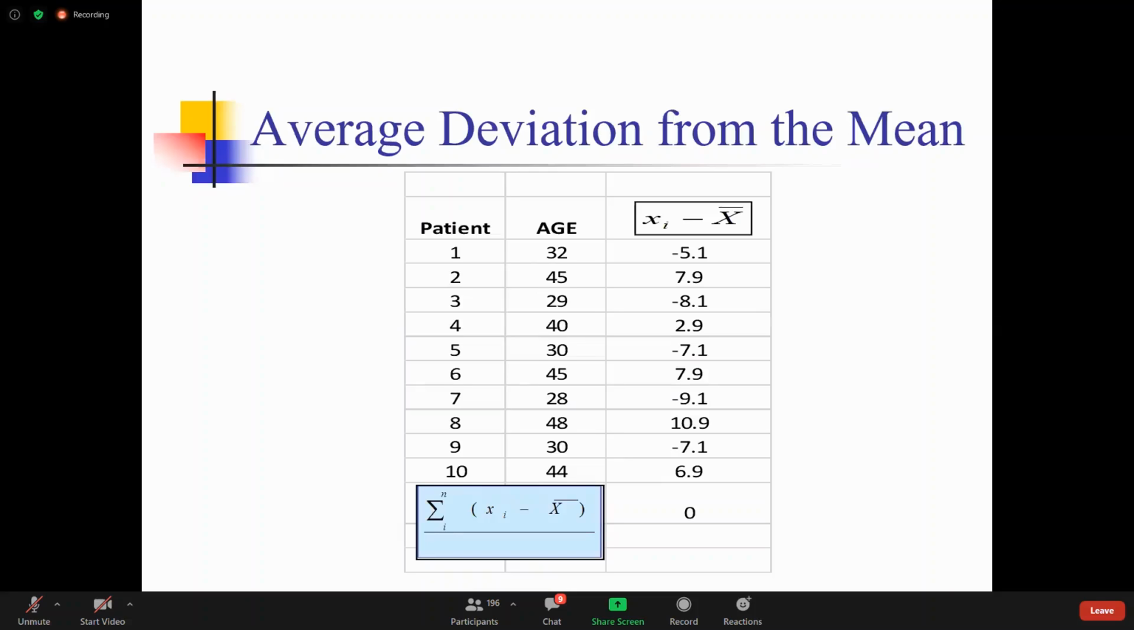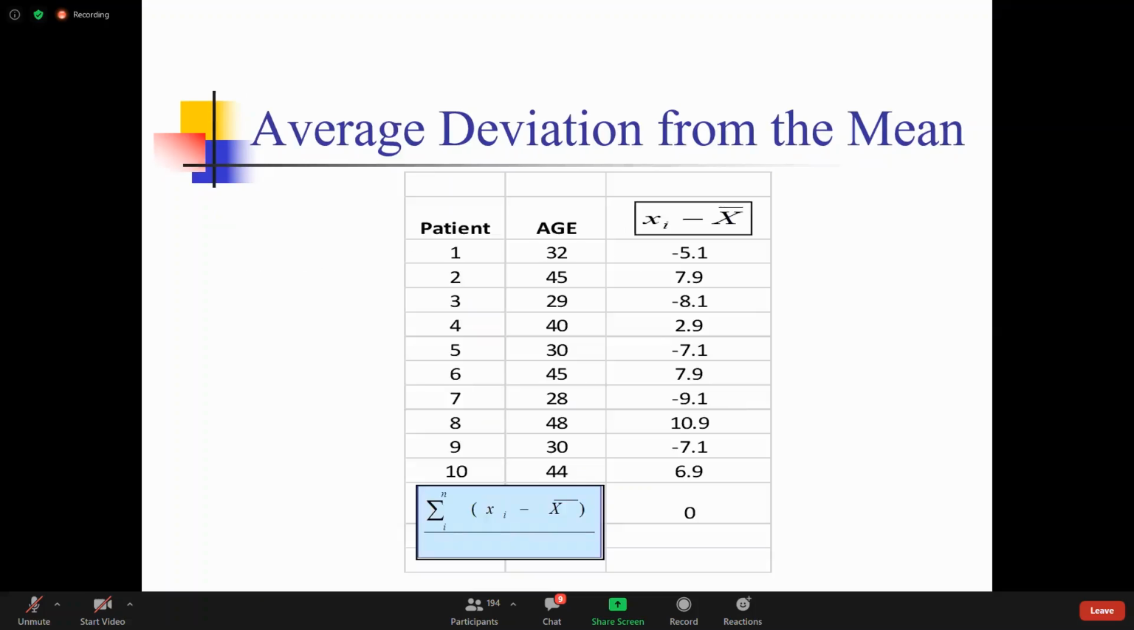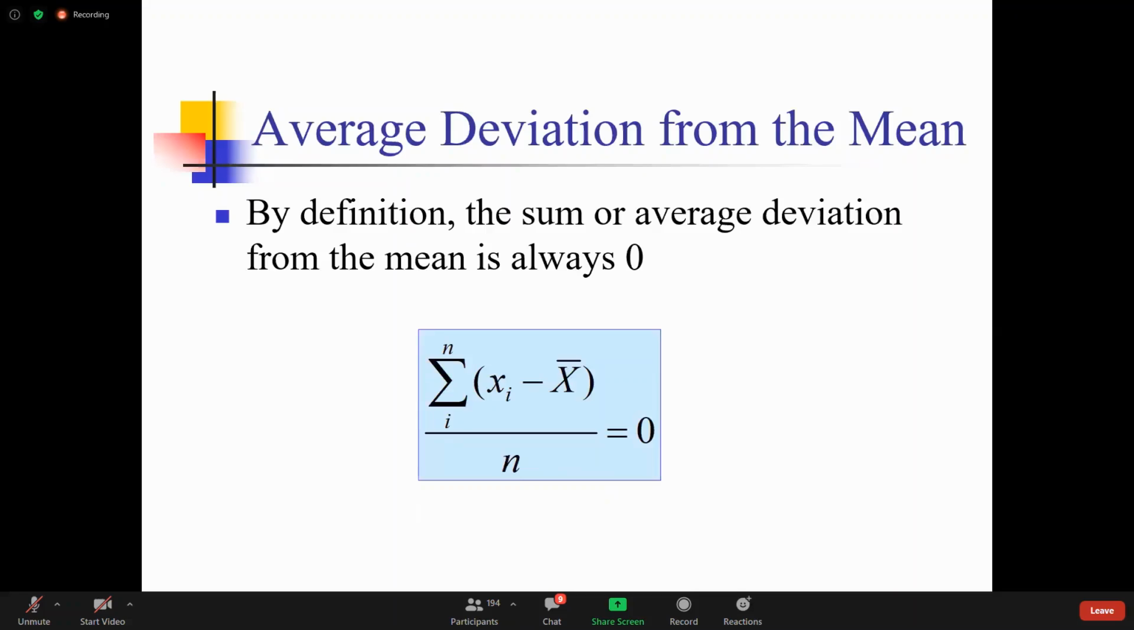Absolute value is a very difficult concept, and when you add those, it will be very cumbersome. So they said, well, let's square it, because they want to get rid of this minus so we don't have a 0 at the end. By definition, the sum or average of deviations from the mean is 0. So if you sum all of those, they are 0, and if you divide by 10, it's still 0. Remember that in any data set, the average deviation is 0.